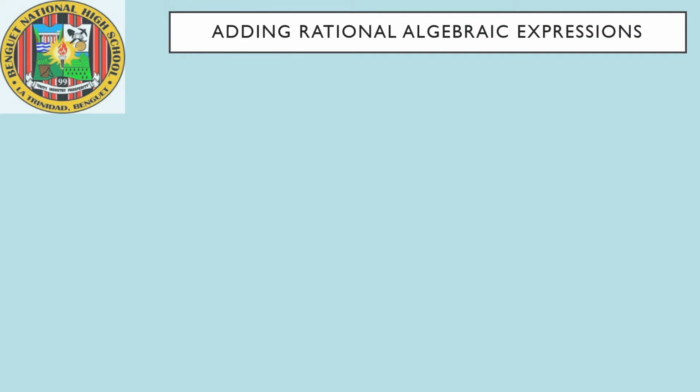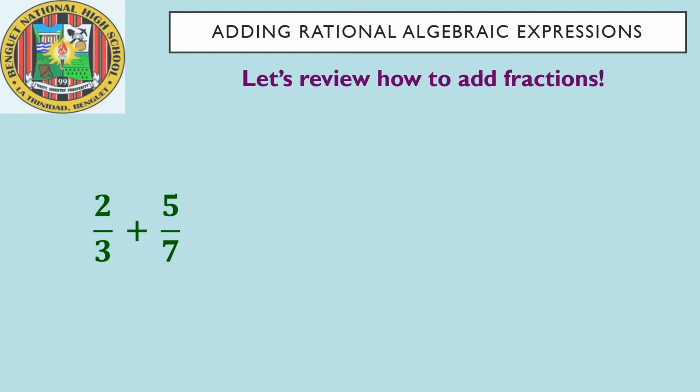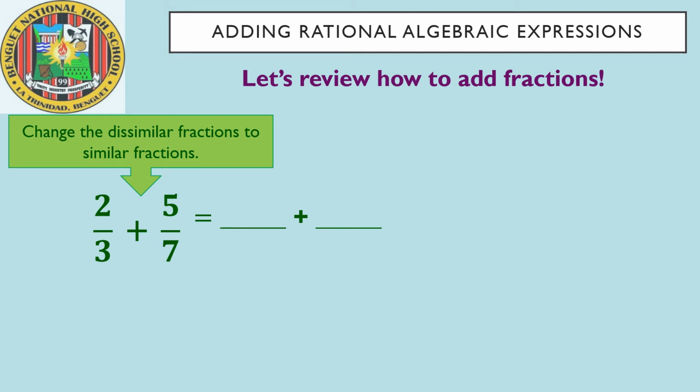We begin the lesson by reviewing the process of adding fractions. Given 2/3 and 5/7, we see that both fractions do not have the same denominator. Can we still add them this way? No, we cannot, because 2/3 and 5/7 represent differently divided whole numbers. We have to make these two fractions represent similarly divided parts so that we can add them properly. Therefore, we change the dissimilar fractions to similar fractions.